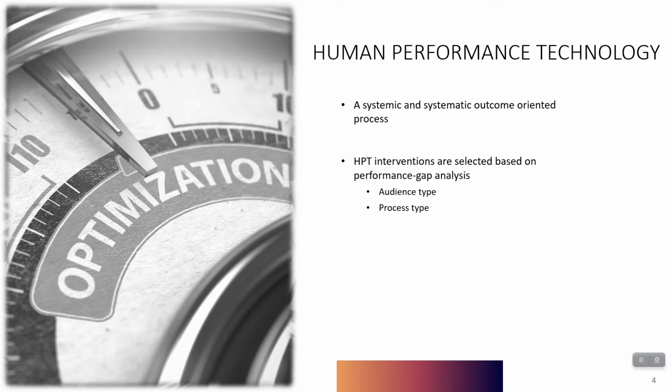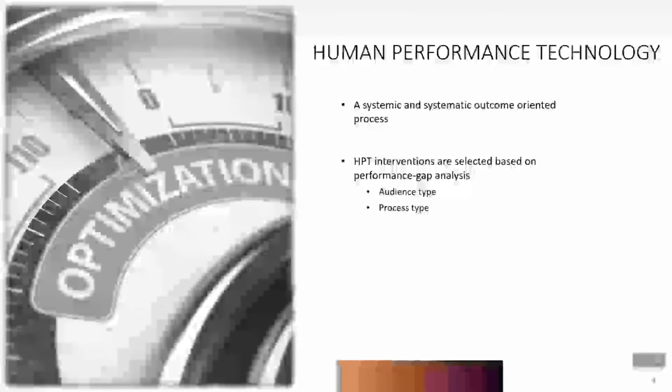The HPT intervention selection model addresses both audience type and process type. The audience type differentiates the target audience based on the role life cycle: learner, intermediate, and expert. The process type differentiates performance gap process: frequent, rare, complex, and high risk.